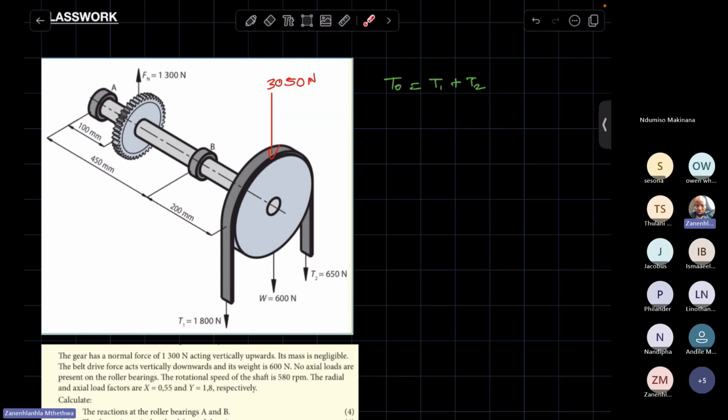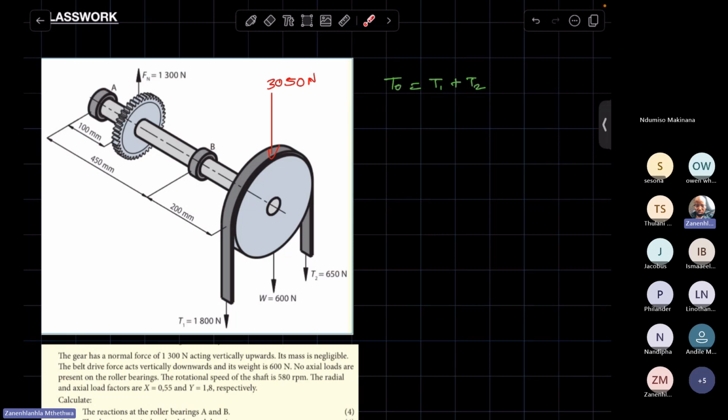Now reactions, this is very important. The reactions, you always assume they are pointing upwards. Because they are supporting the shaft, essentially supporting the loads that the shaft is being subjected to. So we always assume that the supports at the bearings are pointing upwards.